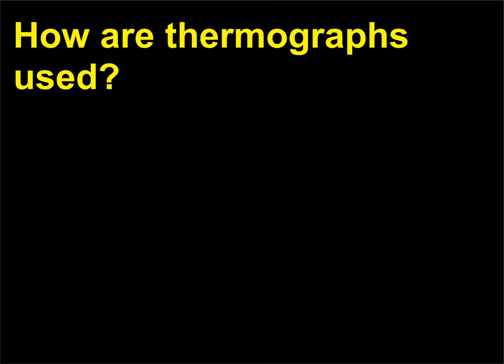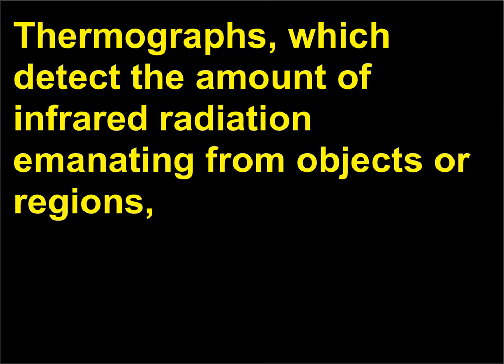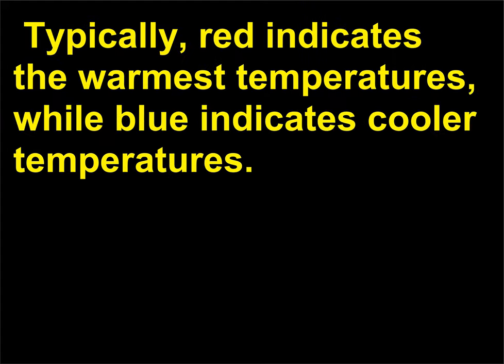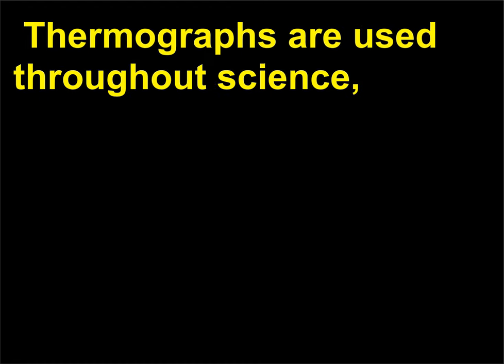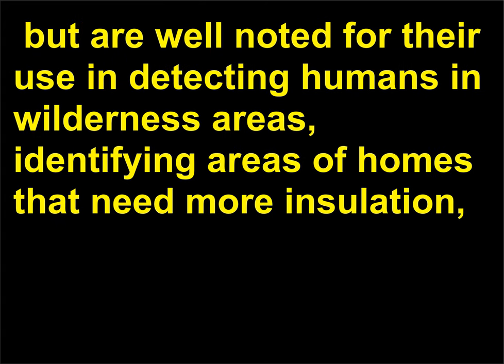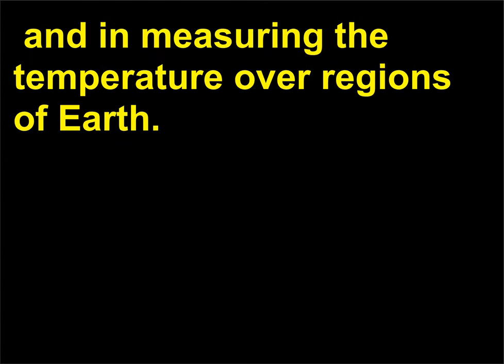How are thermographs used? Thermographs, which detect the amount of infrared radiation emanating from objects or regions, use colors to display the temperature on an image. Typically, red indicates the warmest temperatures, while blue indicates cooler temperatures. Thermographs are used throughout science, but are well noted for their use in detecting humans in wilderness areas, identifying areas of homes that need more insulation, and in measuring the temperature over regions of Earth.